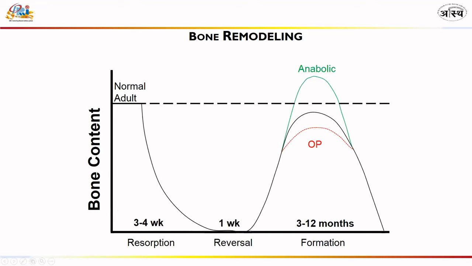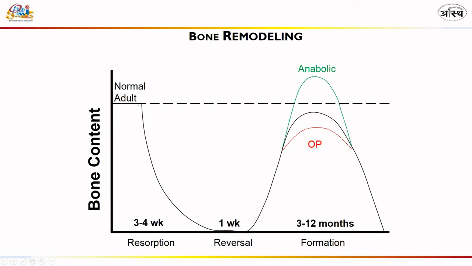And then there is a reversal phase about which not much is known, but at least what happens is that the pit gets populated with osteoprogenitor cells. That means the osteoblast precursor cells populate that resorbed pit, and it takes close to 1 week. And then the longest portion of this remodeling cycle occurs, which can happen between 3 to 12 months, depending upon how voluminous the pit has been made. So this is the longest phase, formation.